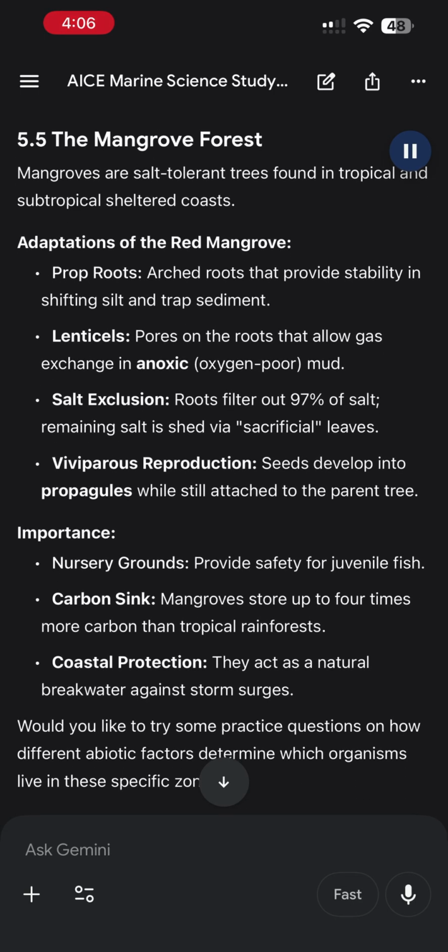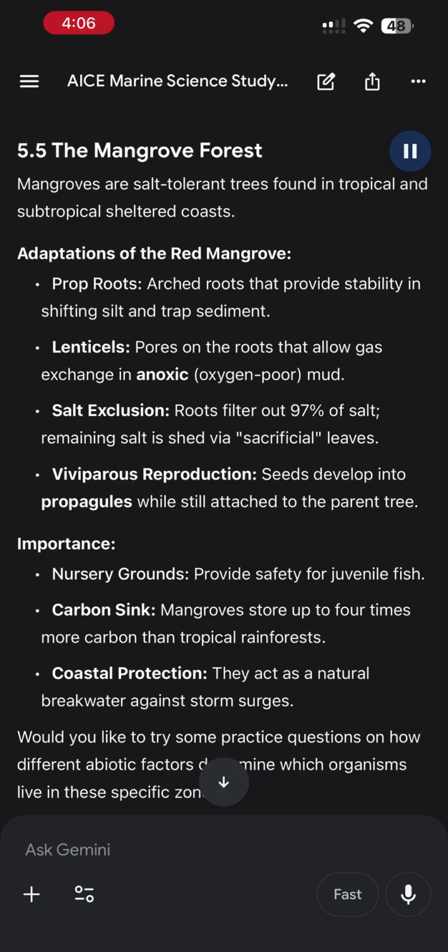5.5. The mangrove forest. Mangroves are salt-tolerant trees found in tropical and subtropical sheltered coasts. Adaptations of the red mangrove. Prop roots, arched roots that provide stability in shifting silt and trap sediment. Lenticels. Pores on the roots that allow gas exchange in anoxic, oxygen-poor mud.